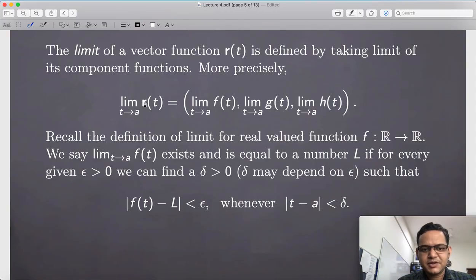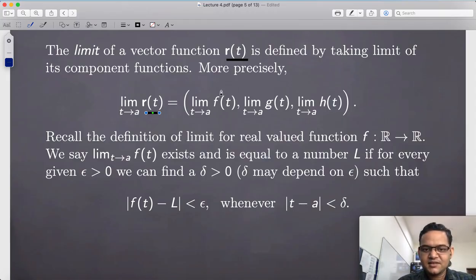So the limit, because r(t) is a vector valued function with three components, we define the limit as t goes to a of r(t). Now you see that this r(t) is a vector. So we are talking about the limit of vectors, and this is defined as the limits of each component. So you take the limit in each of the components, and whatever you get, you call that the limit. So here there are two things.